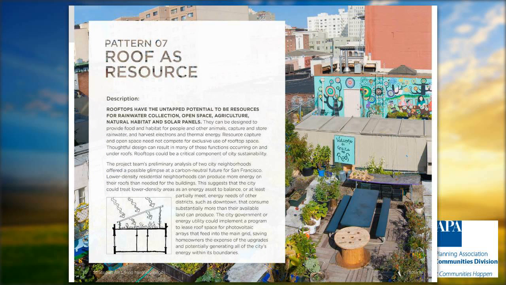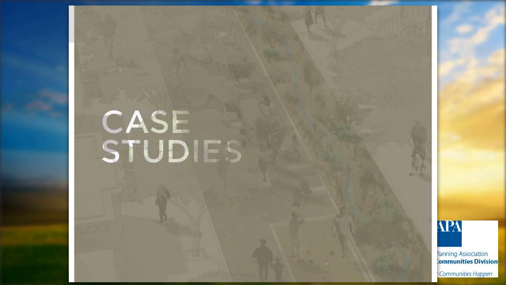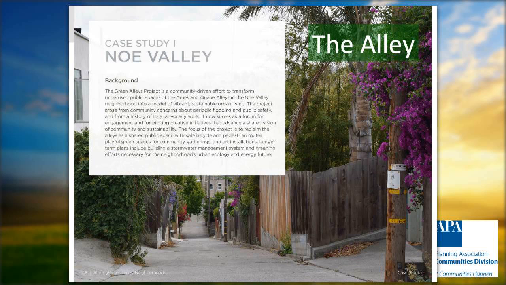And then we were fortunate to be able to do 2 test cases, 2 half-day charrettes, one in Noe Valley and one in Chinatown. And I'm going to talk about the Noe Valley one here, which was in the Ames Alley area, which is a 2-block alley between 21st and 23rd, just west of Guerrero, and it's near Dolores Park.